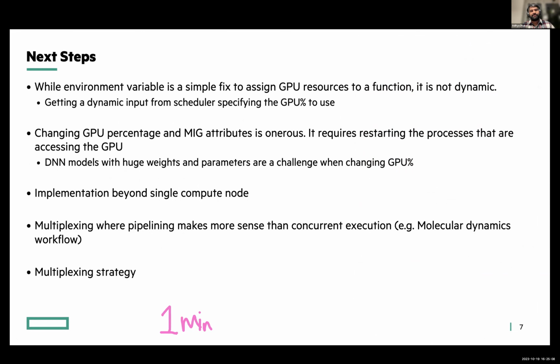How to dynamically allocate GPU percentages, and how to have different multiplexing strategies. Another issue is that you have to reload the model or the process again and again to change the GPU percentage. How to keep the resources in the GPU, and how to go beyond the implementation of a single compute node. There are also many cases where pipelining makes more sense than just concurrently executing. We saw some examples like that. So these are the next steps that we have been thinking about.